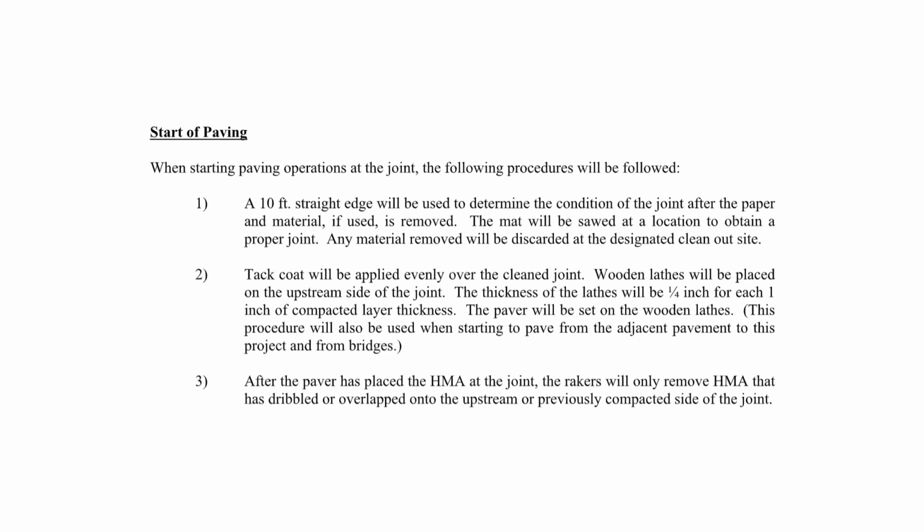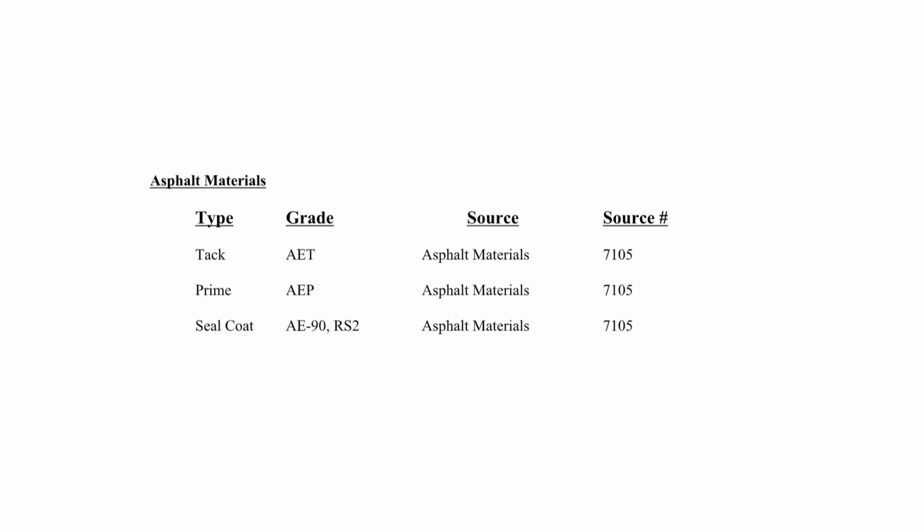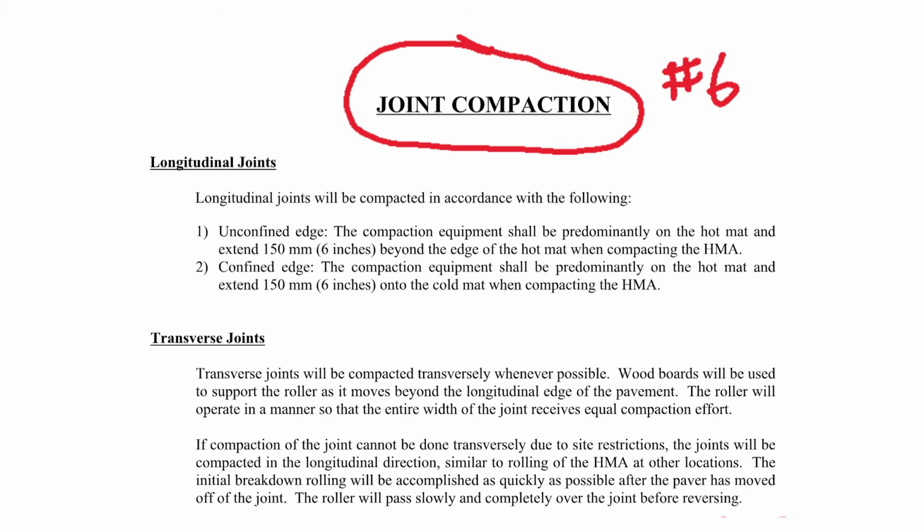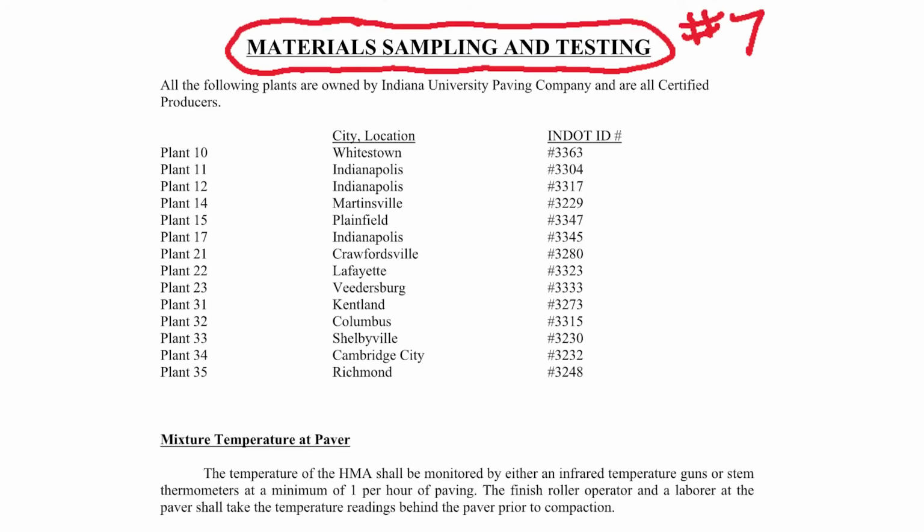Start of paving, and then the list of your asphalt materials that you're using on that job, grade, and source, where it comes from. Joint compaction, how you're going to compact your joints. Jay talked about that. Longitudinal and transverse joints, compaction. And then we get to number 7, back to material sampling.